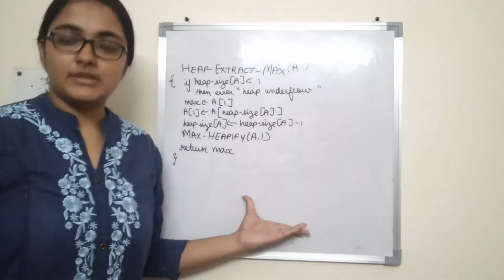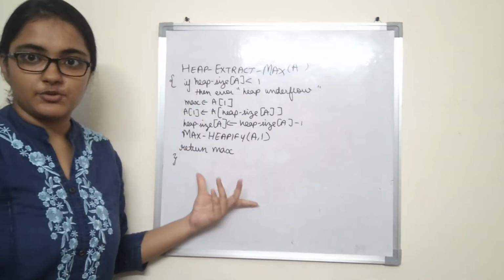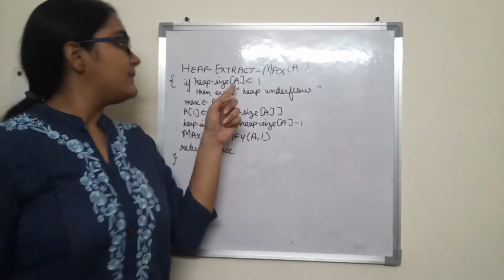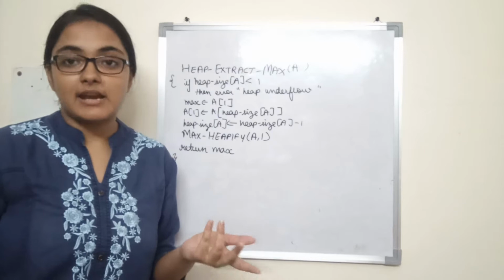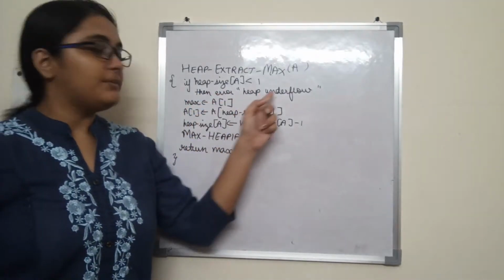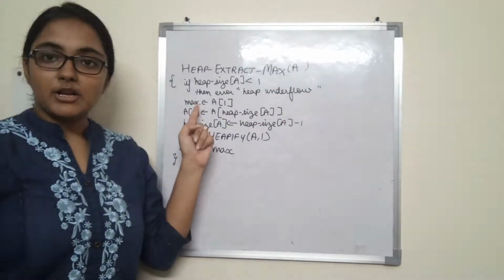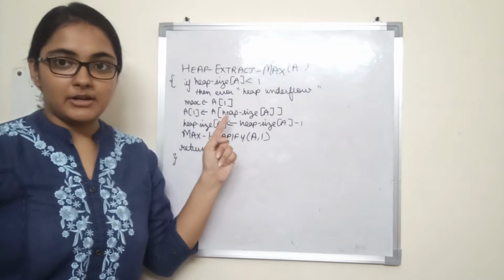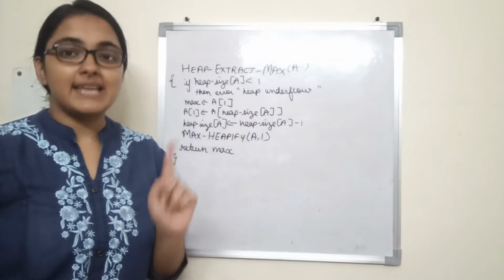Alright, so this is the procedure for heap extract max. Now let us see what is happening in this procedure. First of all, if heap size is less than 1, that is the heap does not contain any element, then how would we extract the maximum element? We cannot do it, right? So error: heap underflow. Now in a variable called max, we have stored the maximum element of the heap. Where is the maximum element present? It is present at the root, that is A of 1.